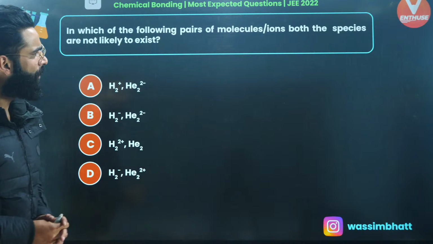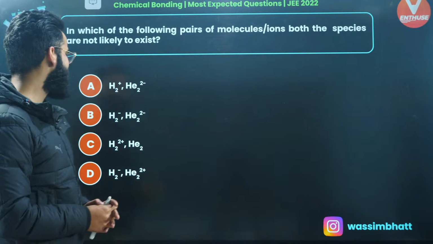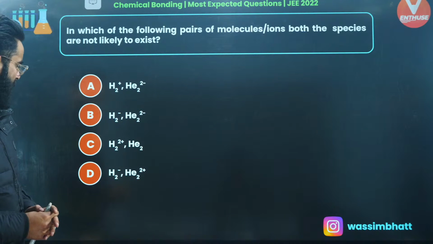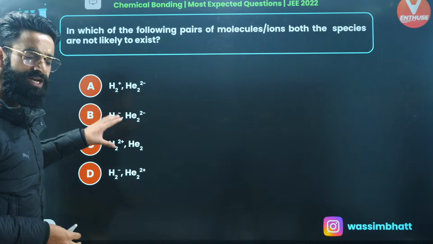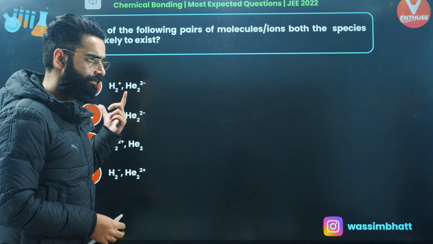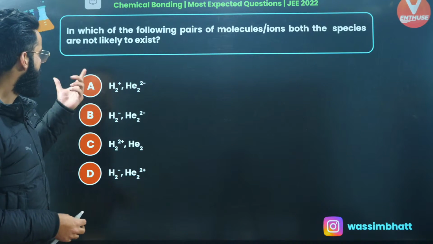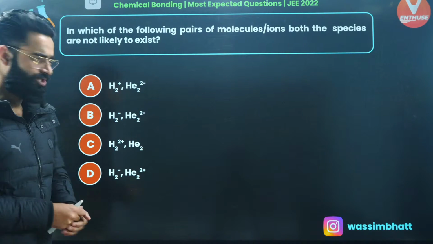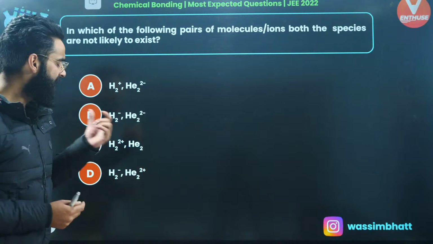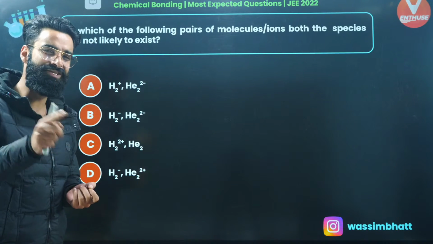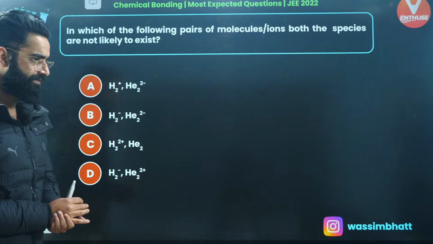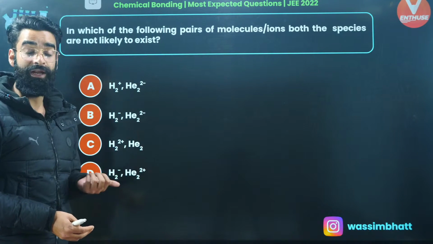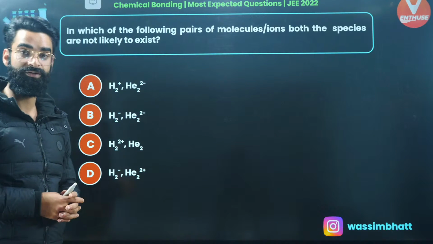In which of the following pairs of molecules are both the species not likely to exist? In order to check which species does not exist, you need to check the bond orders basically. Whenever the bond order of a molecule as per the formula comes out to be less than or equal to 0, that molecule actually does not exist, right?